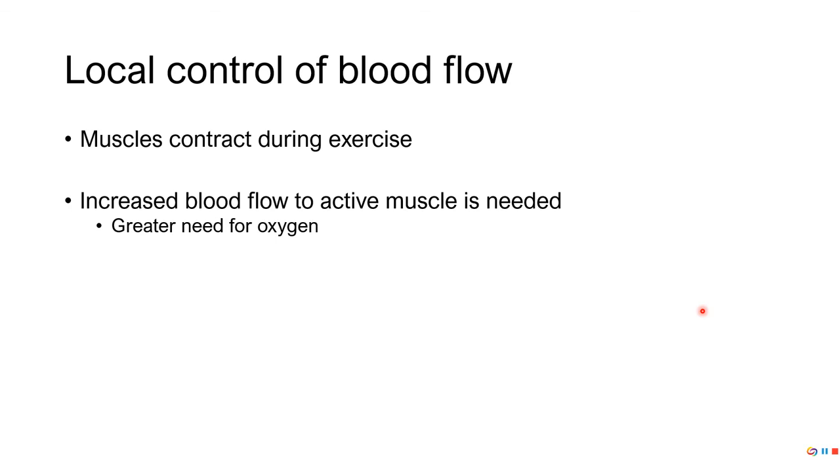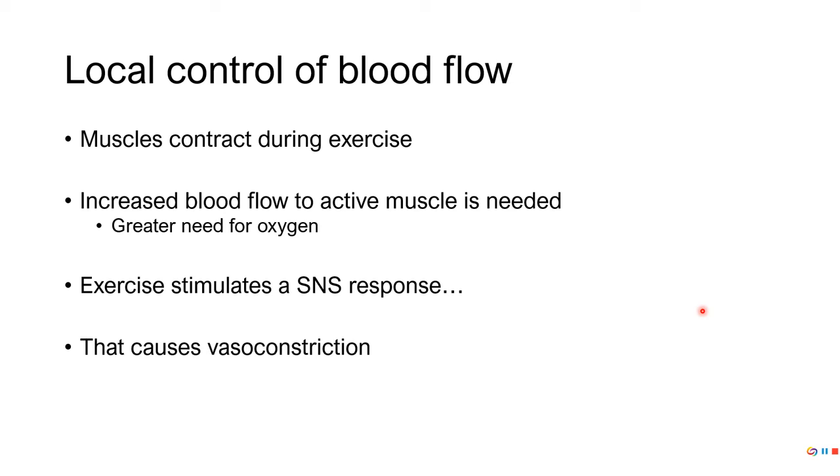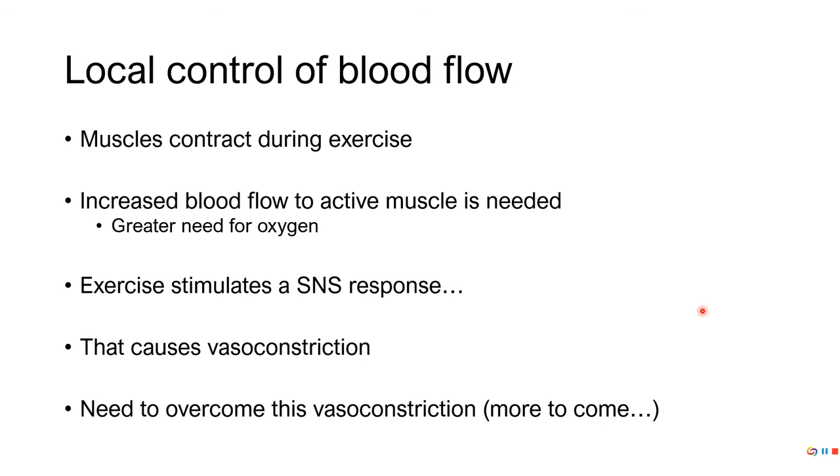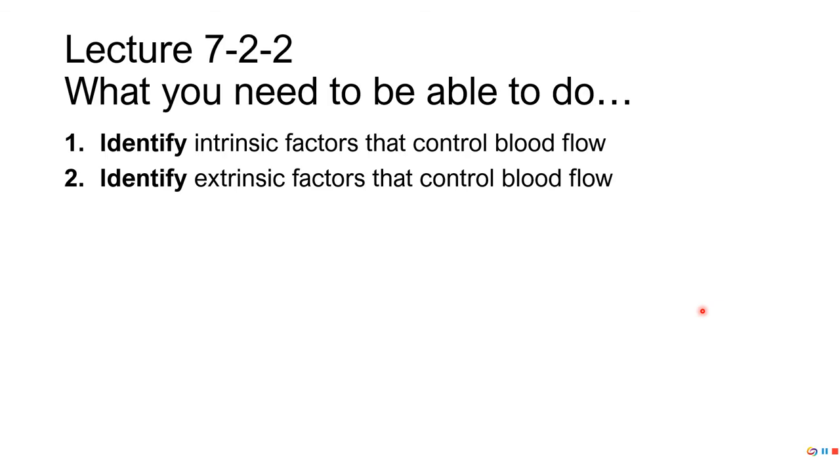Finally, we've got local control of blood flow. The muscles contract during exercise, and we need to make sure we get blood to those contracting or working muscles because they have a higher need of oxygen. Exercise causes this sympathetic response, which causes vasoconstriction, but we overcome this vasoconstriction due to local control. Think about it this way: local control will override global control. So intrinsic can override extrinsic. Can you identify factors that control intrinsic and extrinsic factors that can control blood flow?